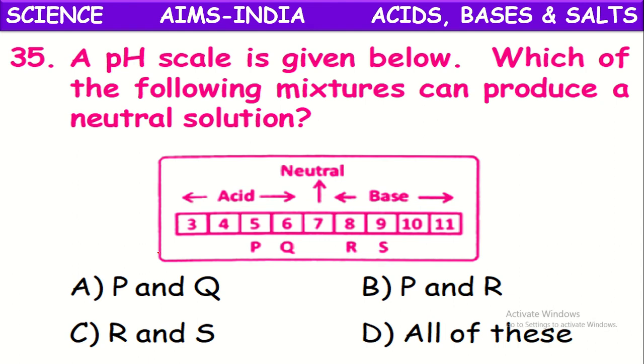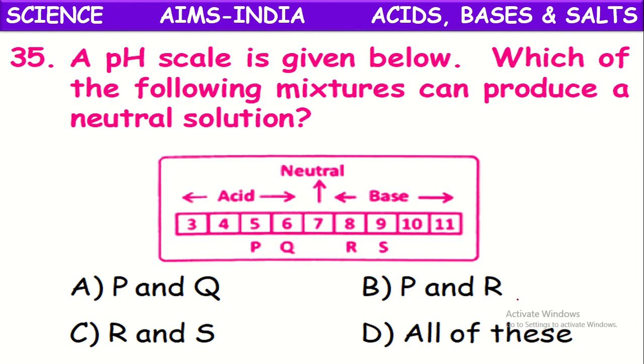Sorry, neutral solution. See, the pH of four substances P, Q, R, S are given here. Now, which two solutions on mixing give a neutral solution? If you mix P and Q, what are these P and Q? Both are acids, in the range of acids. Now, when you mix two acids, they form acid only. They won't form any neutral substance.